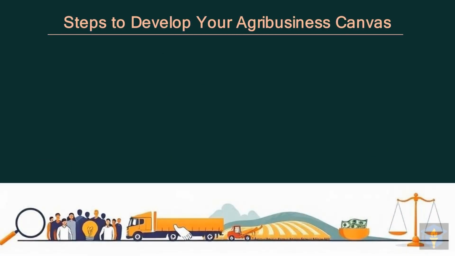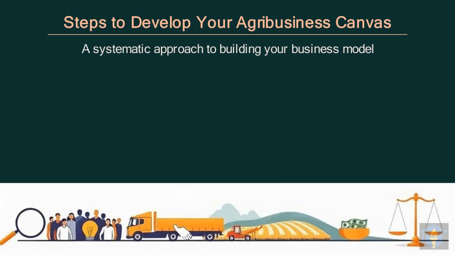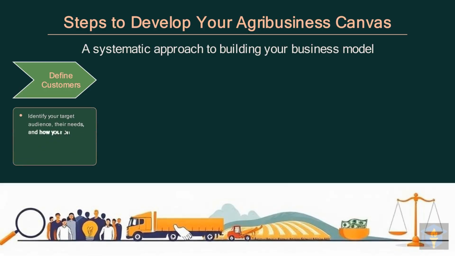Now, let's walk through the systematic steps to develop your own agribusiness model canvas effectively. We'll follow a structured approach to building a comprehensive and effective business model. The first step is to clearly define your customers and understand their specific needs. Identify your target audience, their requirements, and how your offerings provide them value. Next, articulate your value proposition clearly and compellingly to potential customers.